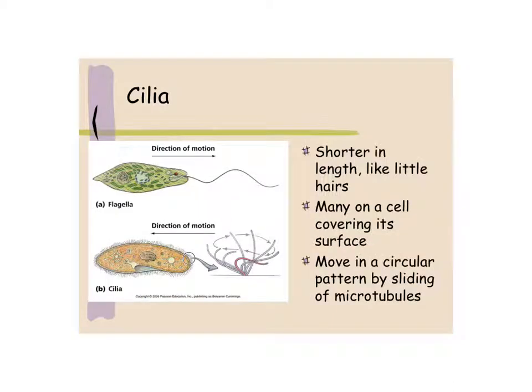Cilia, on the other hand, are shorter in length, and they're like little hairs covering the surface. Many of them will be covering a surface if a cell has these. Unlike the flagella, which usually cells have just one or two, cilia, they may have hundreds and thousands of them. Cilia move in a circular pattern by sliding of microtubules. And I have this diagram here where you see the direction of motion for a flagella is up and down, and the direction of motion for cilia is kind of back and forth motion. Both of them are able to propel cells.